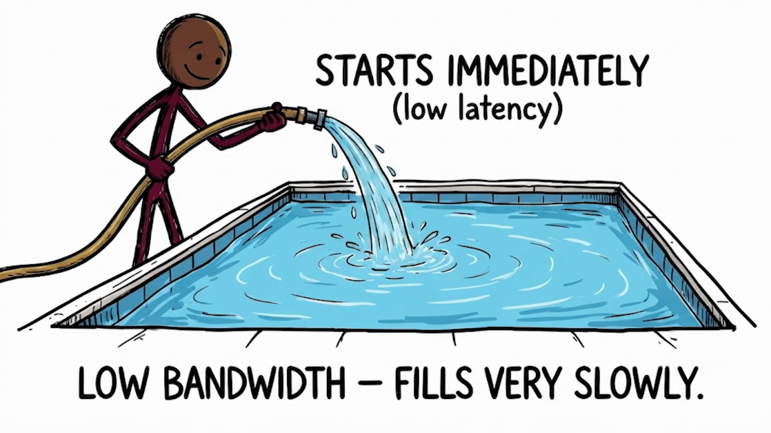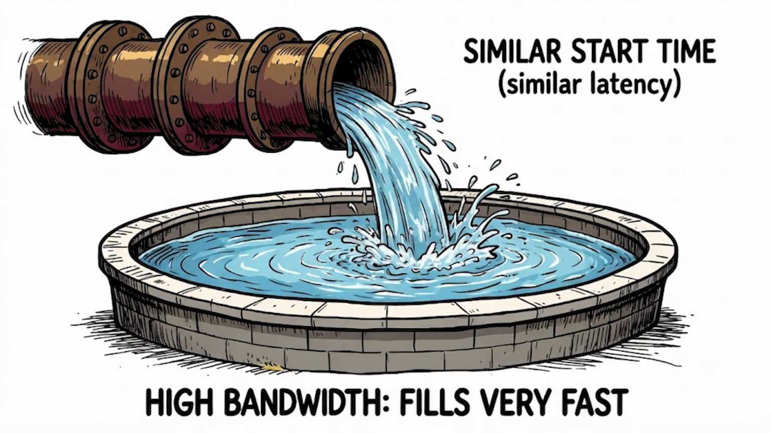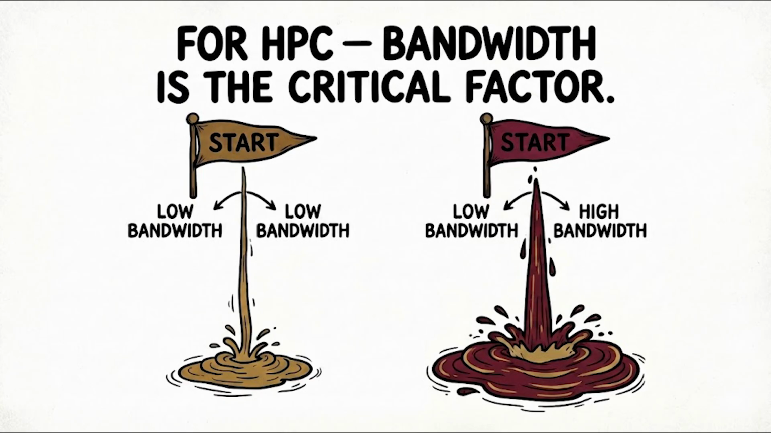Imagine filling a swimming pool. A garden hose starts delivering water almost immediately, but only a small amount flows each second. A large industrial pipe may begin flowing after a similar delay, but once it does, it delivers vastly more water every second. Both systems might have similar latency. The difference is the bandwidth. For AI workloads, bandwidth is often the more critical limitation because the GPU must continuously stream enormous amounts of model data into its compute units.